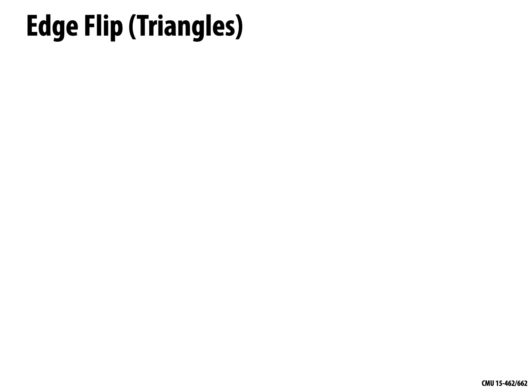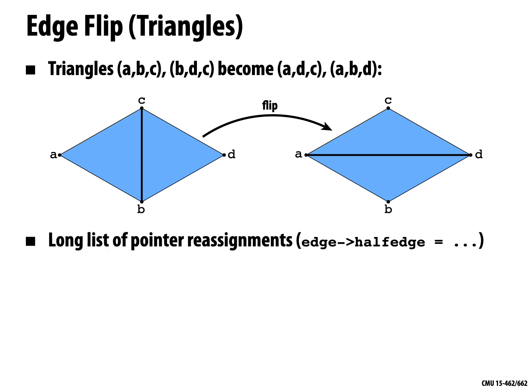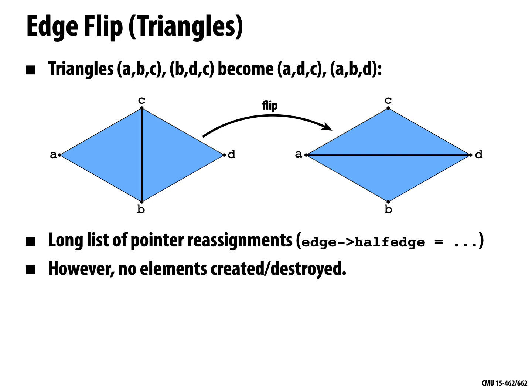Okay, in a little more detail, what does an edge flip look like? So I have two triangles with vertices A, B, C, and D, right? Sharing this edge CB. I'm going to replace those with the two opposite triangles sharing the edge AD. How do I implement this with my half-edge data structure? I just go through a long list of pointer reassignments. Right? The edge's half-edge is some new half-edge, and so forth. However, no elements are created or destroyed. I don't have to deallocate any elements because nothing got deleted. I don't have to allocate anything because nothing got created.